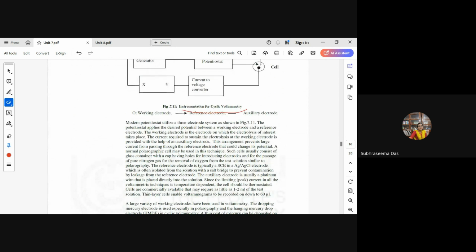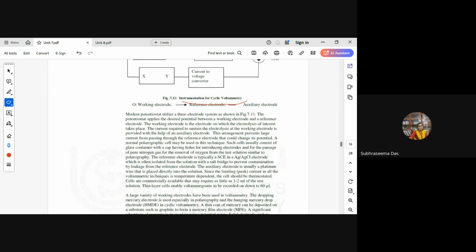The potentiostat applies the potential to the working electrode and the reference electrode. The working electrode is the electrode where the electrolysis occurs. The current required to sustain the electrolysis is provided with the help of an external or auxiliary electrode. This arrangement prevents large current from passing through the reference so that the change in the potential could be observed. A normal polarographic cell is used in this technique.